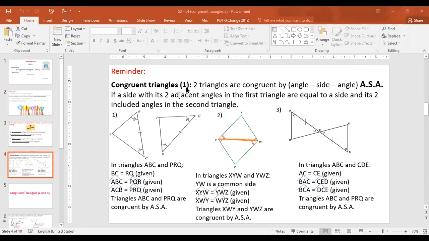Please, Taline, read congruent triangles 1, the first case of congruent triangles. Two triangles are congruent by angle, side, angle, ASA, if a side with two adjacent angles in the first triangle are equal to the side and its two included angles in the second triangle.